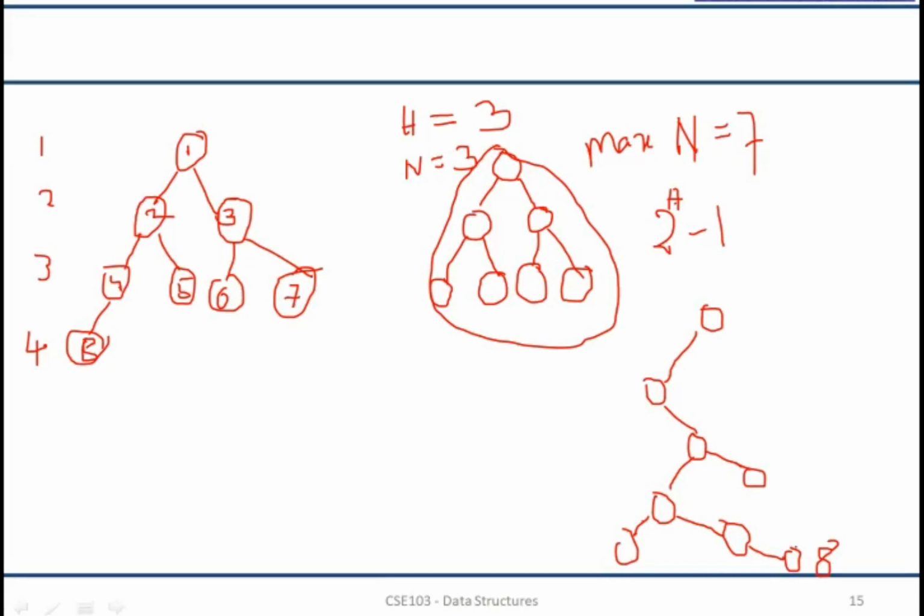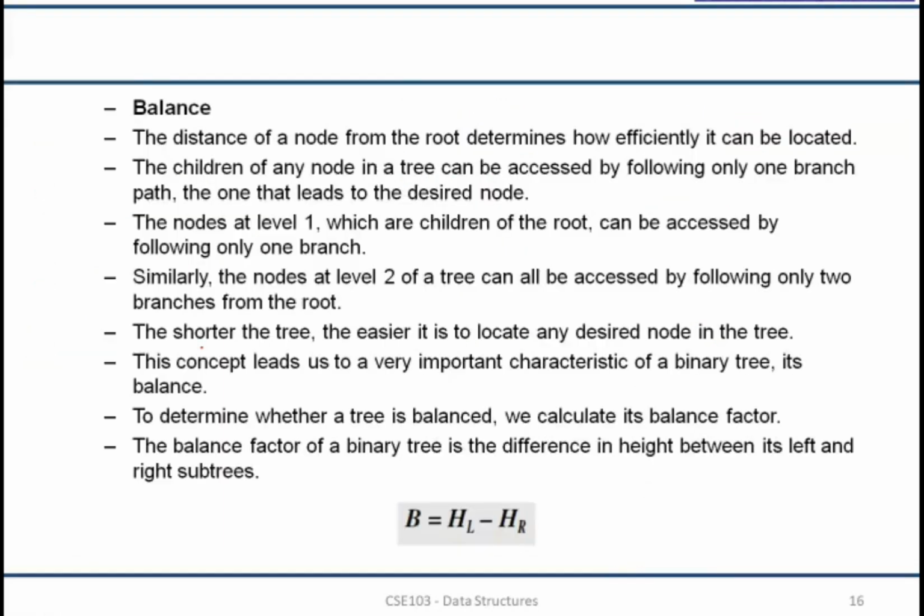This is one of the advantages of arranging the nodes properly for the given height. This can be achieved by balancing the nodes. The children of any node in a tree can be accessed by following only one branch path, the one that leads to the desired node. Any node can be accessed by traversing its branch path, and it is unique for each and every node in the tree.